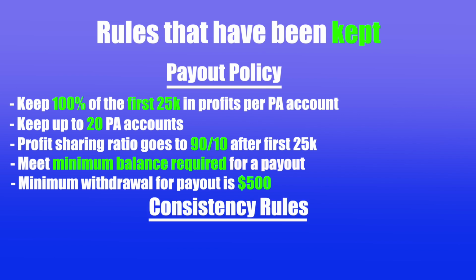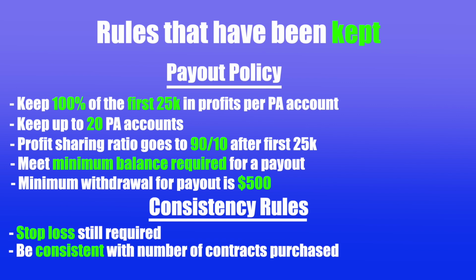Let's move on to what Apex is keeping the same for the consistency rules. They are still enforcing a stop loss, whether it's a physical one in your trading software or a mental one you're keeping track of yourself. Apex is still requiring a stop loss of some kind in order to manage risk, but there is a change as far as how much of a stop loss you can risk compared to the profit you're targeting. Before it was 4 to 1, meaning Apex allowed you to risk 4 times the profit you were targeting, but we'll touch more on that when we get to the changes section of this video.